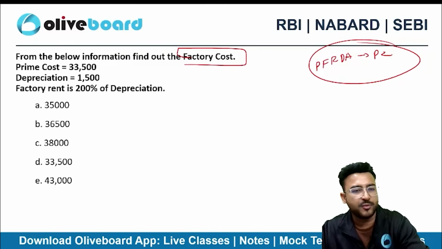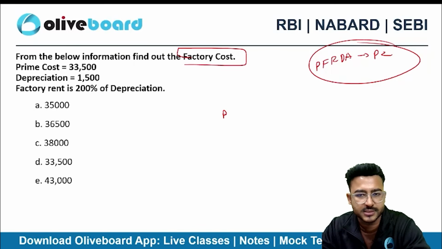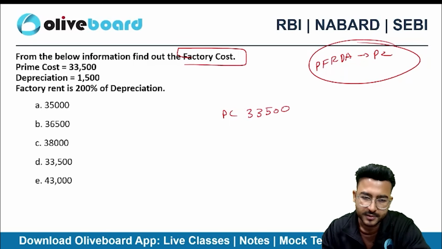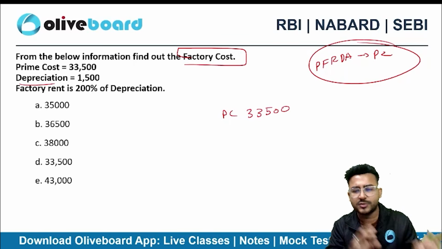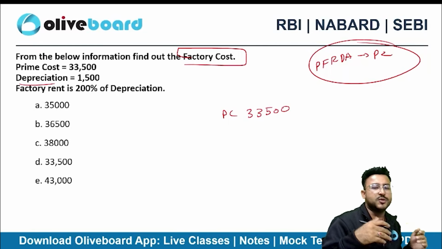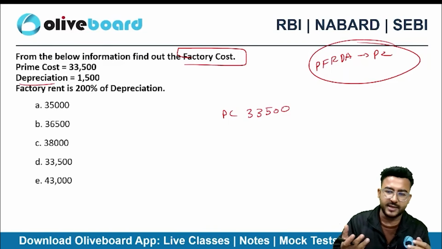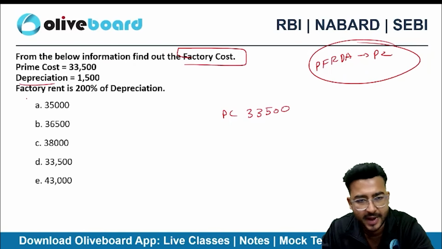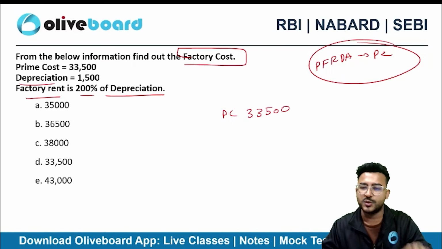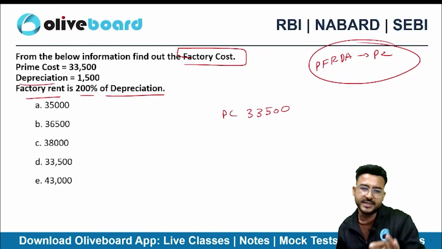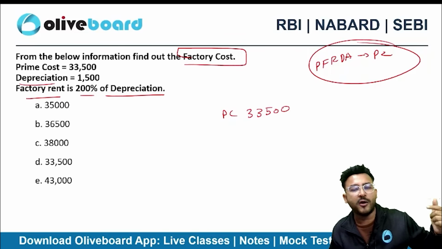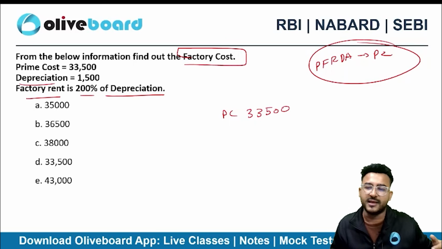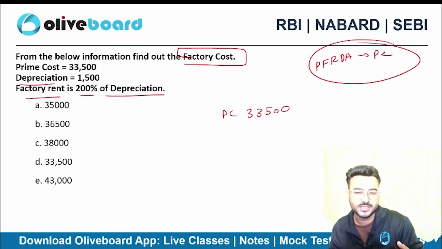Look, how to calculate the correct choice here? I have prime cost, which is 33,500. We have depreciation also, which is usually an administrative cost, more administrative in nature. But here you can see that they have linked factory rent with depreciation. So there are very high chances that this depreciation is applicable on a fixed asset which is used in the factory.